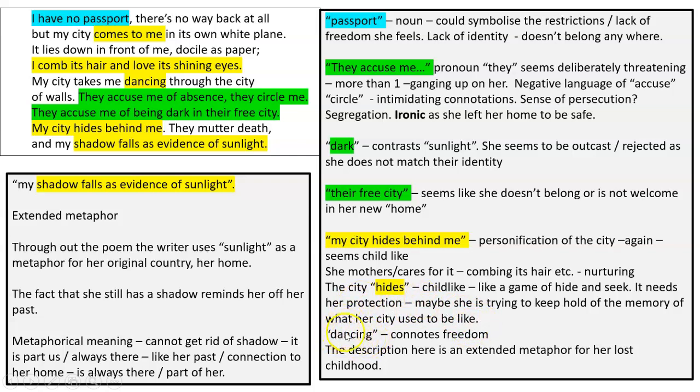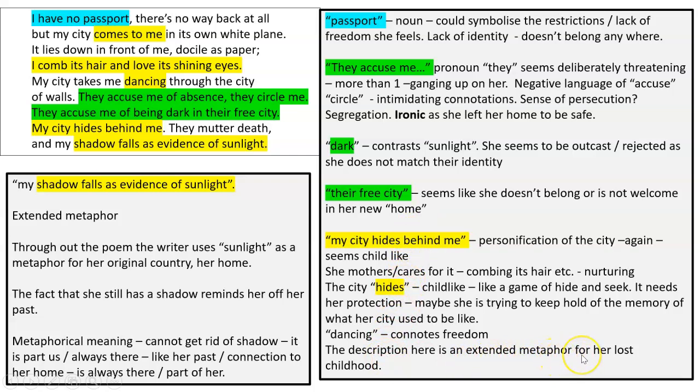You could talk about the word dancing here, this verb, and how it suggests freedom. So again, we can see the comfort and the joy that she gets through her memories of her city. And if we look at the fact that this personification carries on all the way through this verse, essentially you can talk about it as if it's an extended metaphor.